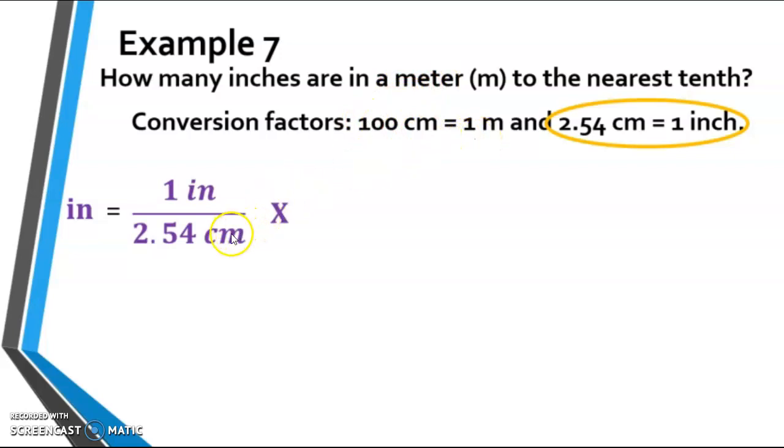We need to be sure, if we have centimeters on the bottom here, we need centimeters at the top of our next one. So let's line up 100 centimeters over 1 meter. And now we have meter at the bottom, we need meter at the top. And our given is telling us that. We were asked how many inches are in a meter. So we're going to put our meter at the top.